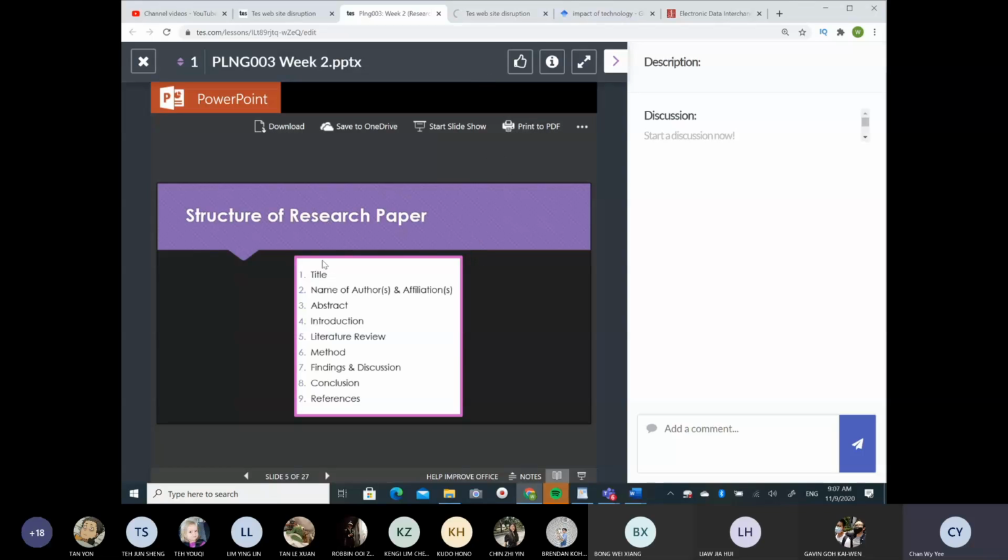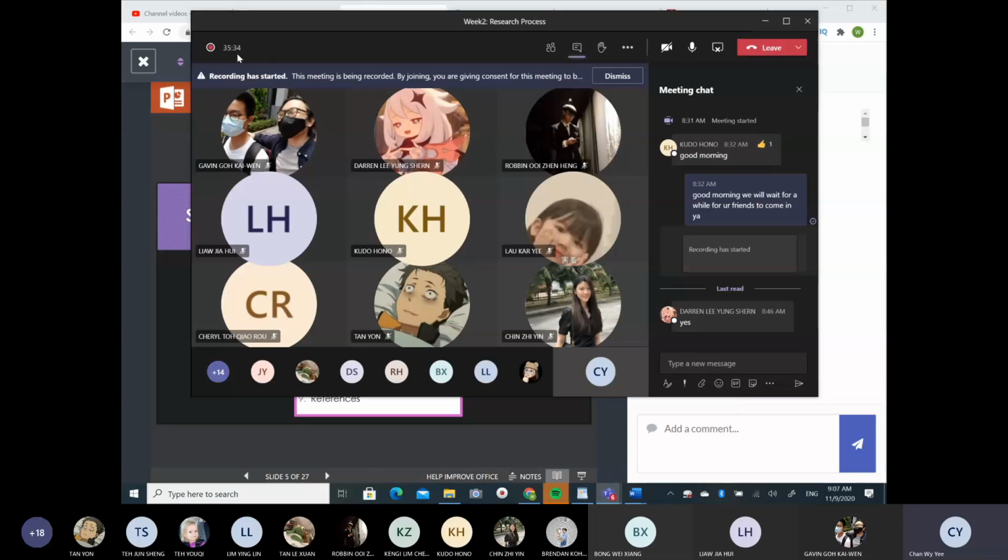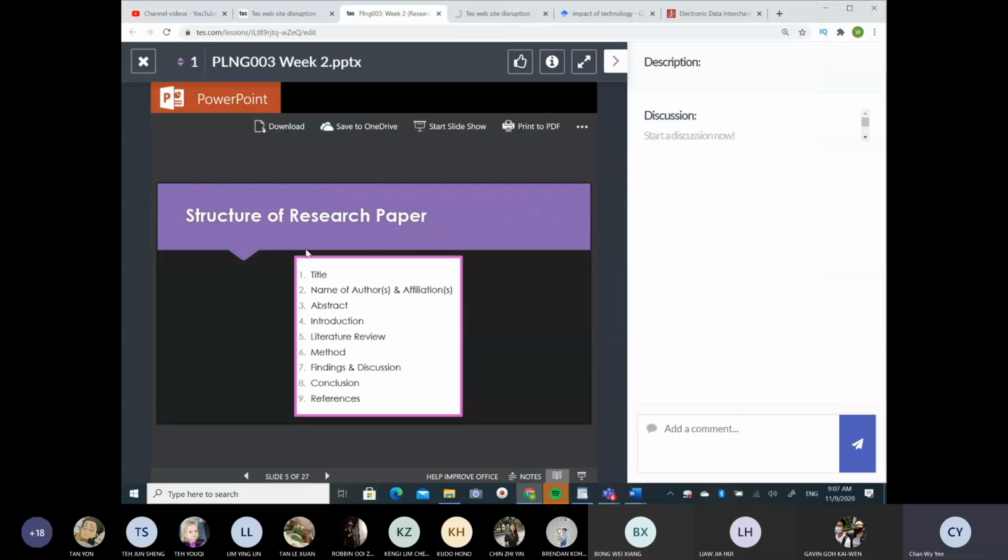So this is the actual structure of a research paper. Let me see whether there is one. There will be a title of the research paper. There will be the names of authors and their affiliations.